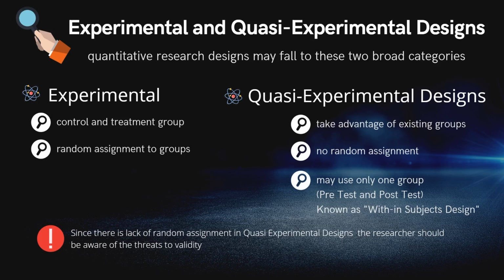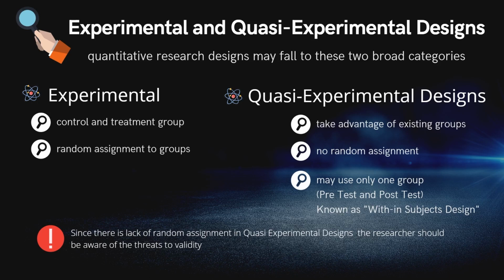So as you can see, it's called quasi-experimental. It's like saying that it's not a true experimental design, or it's just like an experimental design, but it's not really an experimental design, again because of the lack of random assignment and specific constraints or limitations in its results. So you need to take note of this. Since there is a lack of random assignment in quasi-experimental design, the researchers should be aware of the threats to validity.